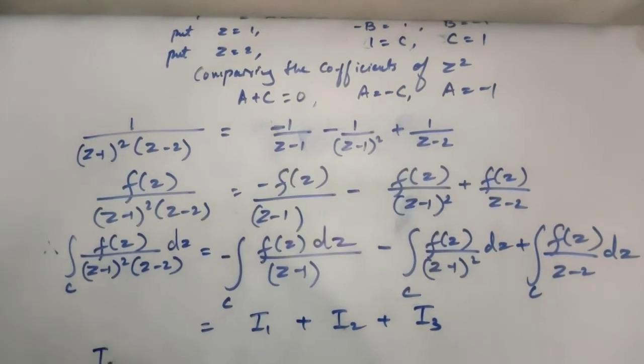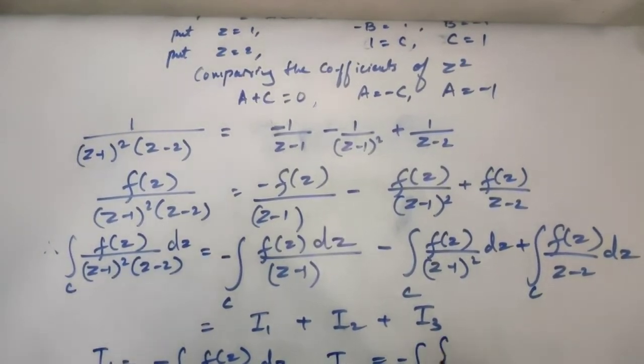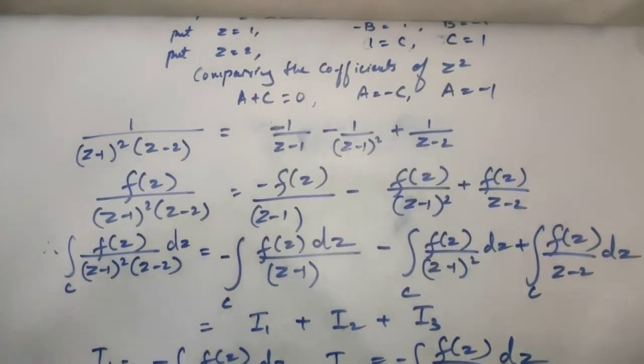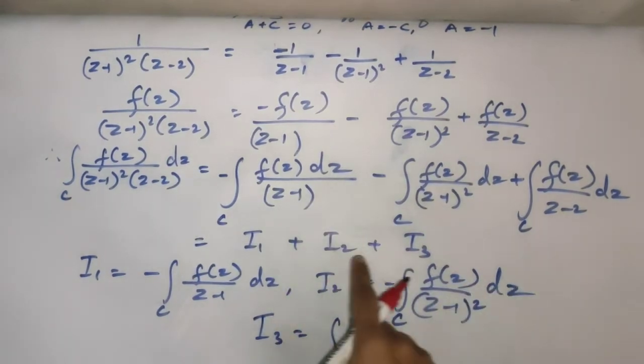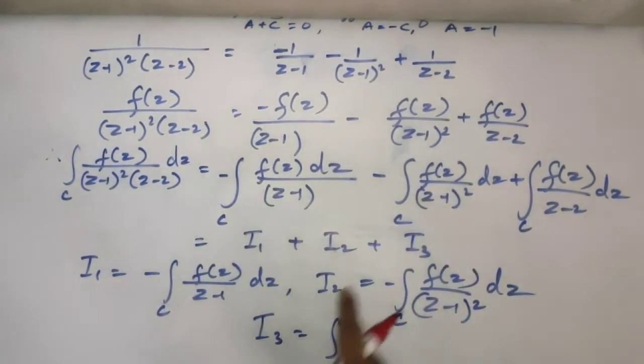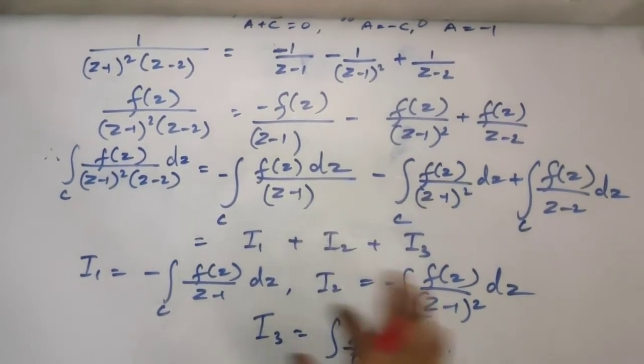I am taking I1 as minus integral over the curve C, f of z divided by z minus 1 dz. Similarly, I2 is minus integral over the curve C, f of z divided by z minus 1 whole square dz. Similarly, I'll take I3 as integral over the curve C of f of z divided by z minus 2 dz. Look at this: I1 is the first integral, I2 is the second integral with negative sign, and I3 is the third. These are all my integrals.